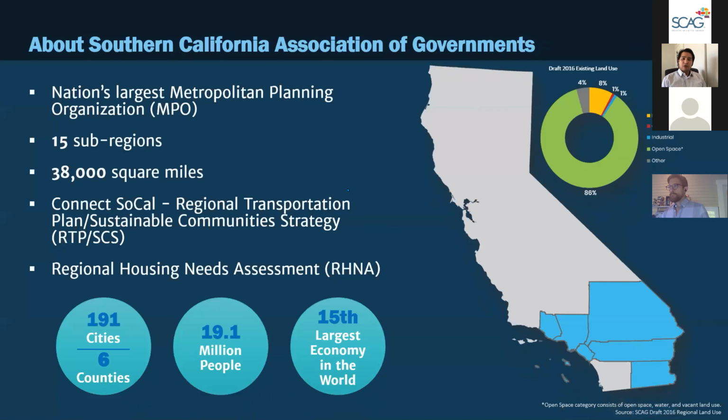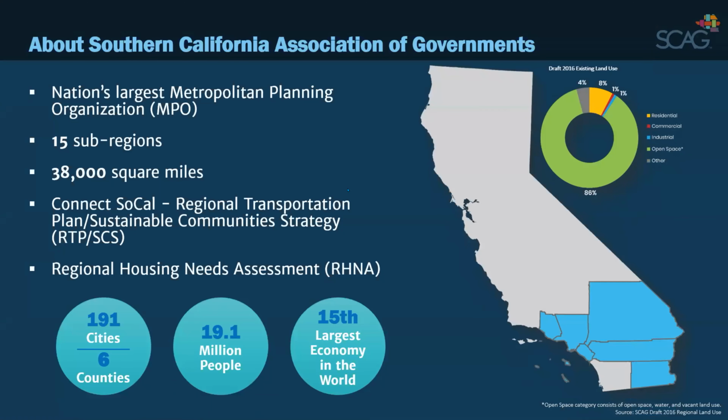So for those of you who don't know about SCAG, I'm just going to briefly go over some background information here. SCAG stands for Southern California Association of Governments. We are the nation's largest metropolitan planning organization, and I'm sure you've been hearing this all over the conference. But we are, in terms of population size and land area. So for population size, we have now a little bit more than 20 million people. That's almost 50% of the state of California's population.